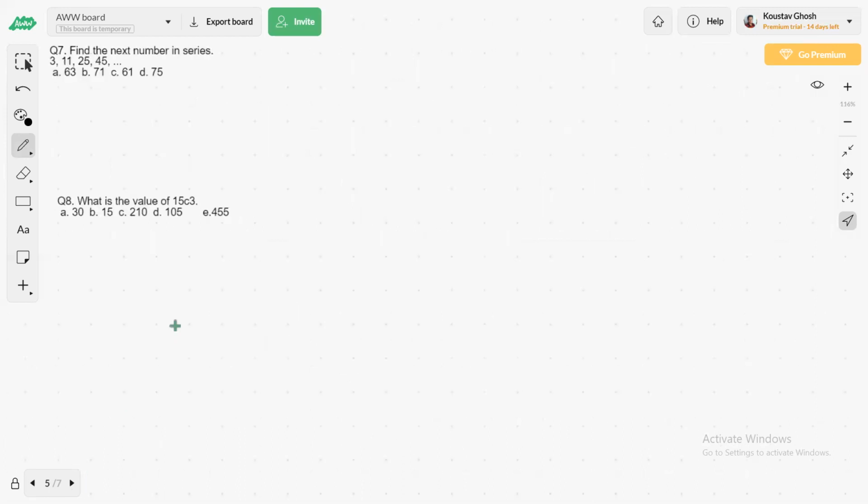Now come to the seventh question. This is a pattern type question, series pattern. Okay. 3, 11, 25 and 45. Now, when it is a series type question, you have to find the gap between the first two numbers, then the second two numbers. That is your first approach. Okay. So the gap between them is 8.